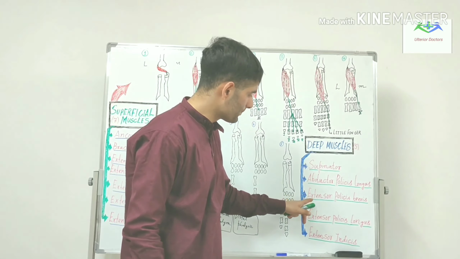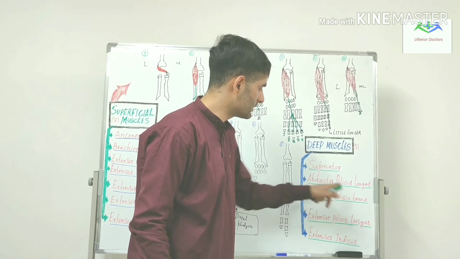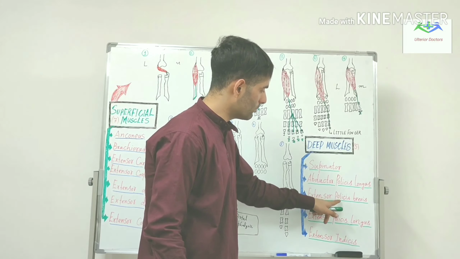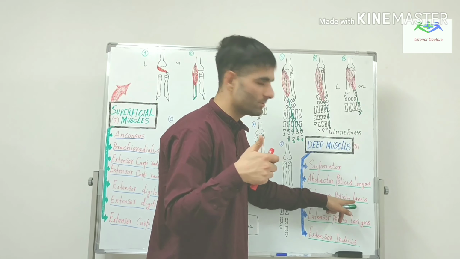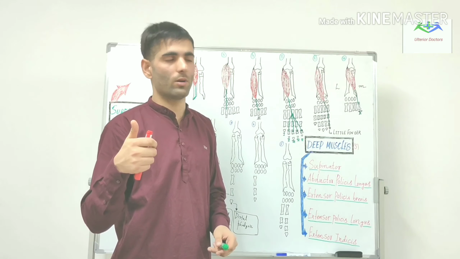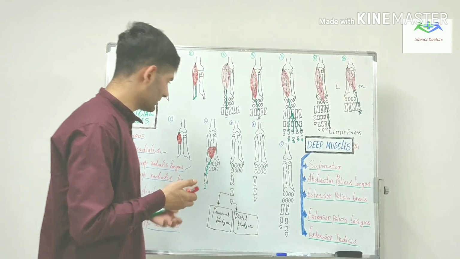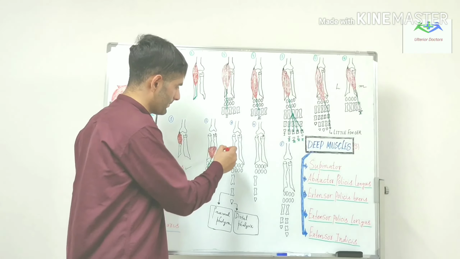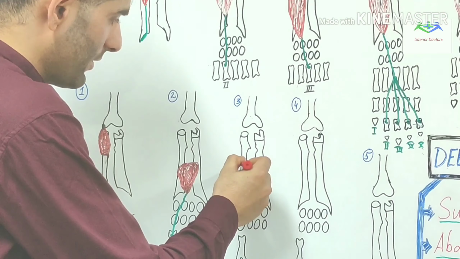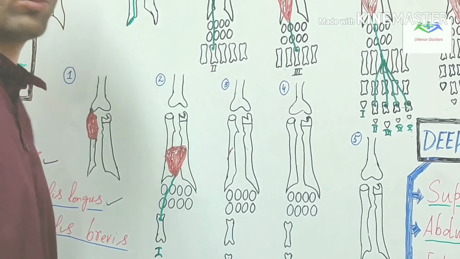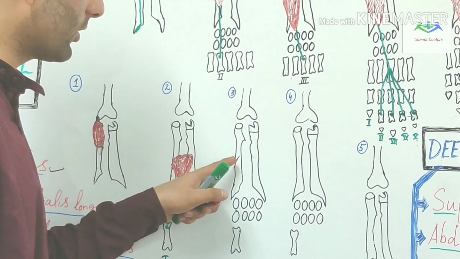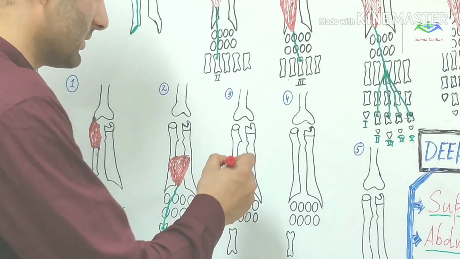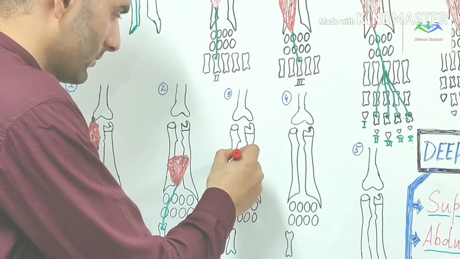Another muscle, extensor pollicis brevis. Extensor means helps in extension, pollicis means thumb, and brevis means small, it gives the small tendon. Let's see this muscle while it is present. It originates from the shaft of radius, or we can say it originates from the posterior surface of shaft of radius, like this.